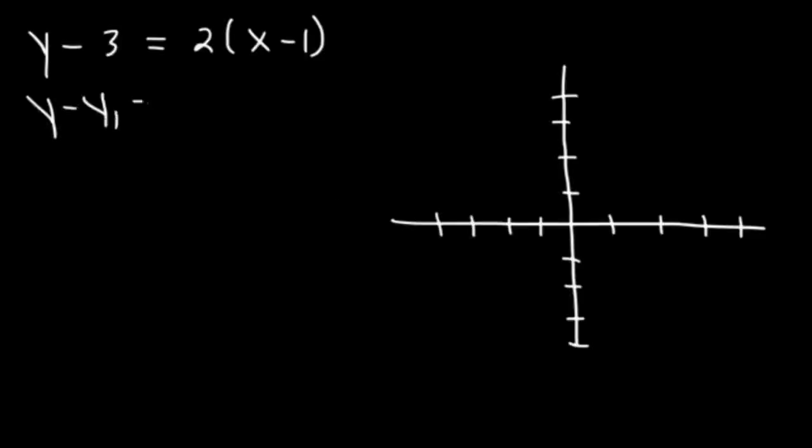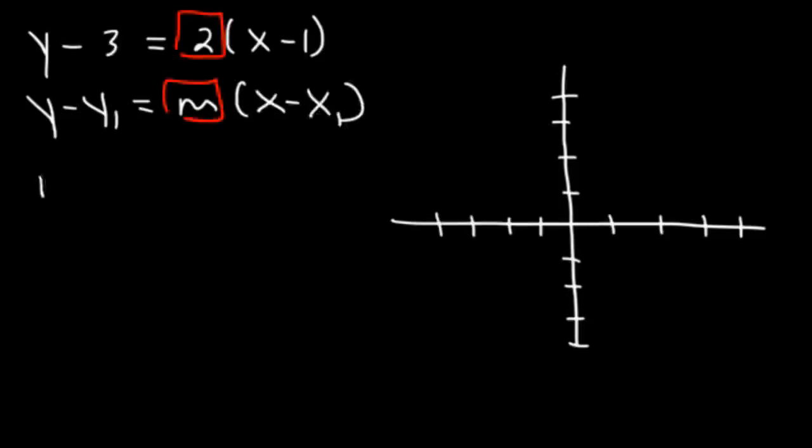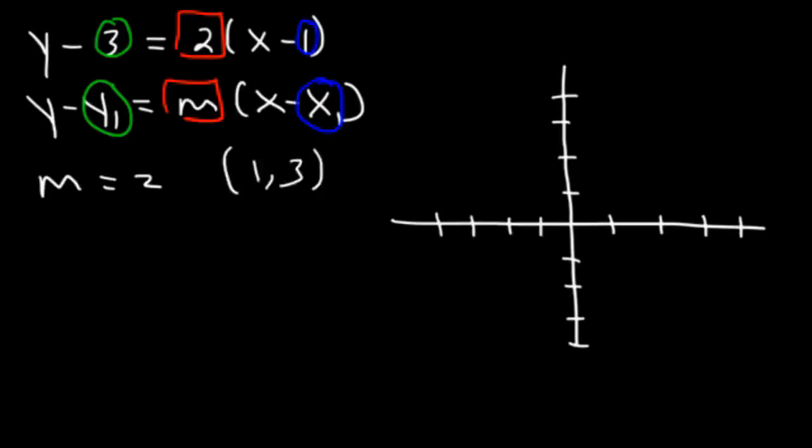So here's the original equation. We can see that the slope is equal to 2, so m is 2. And then we can see that x1 is positive 1, not negative 1, but positive 1, and y1 is positive 3. So we have the point (1, 3). X is 1 and y is 3.